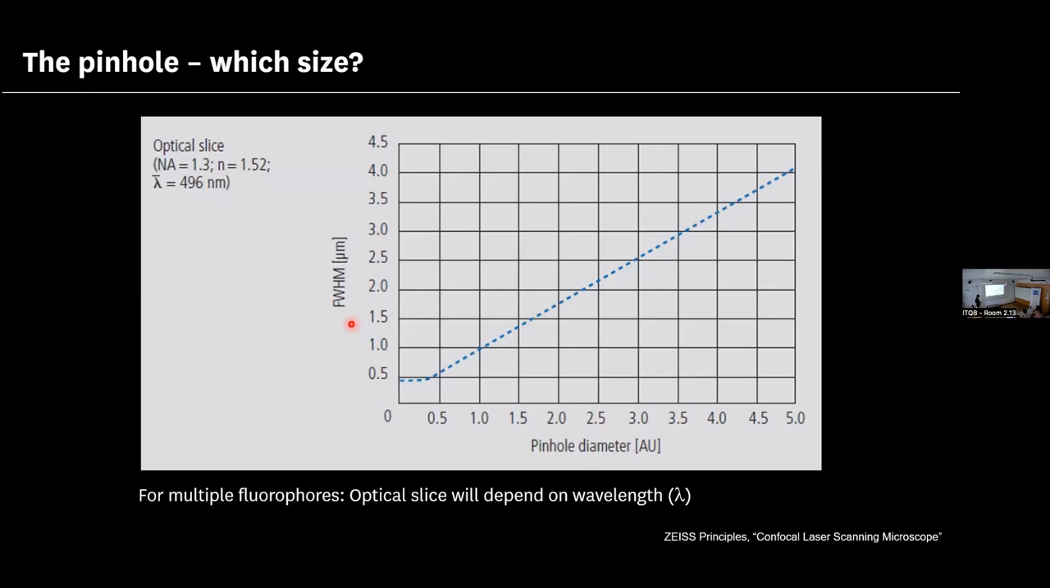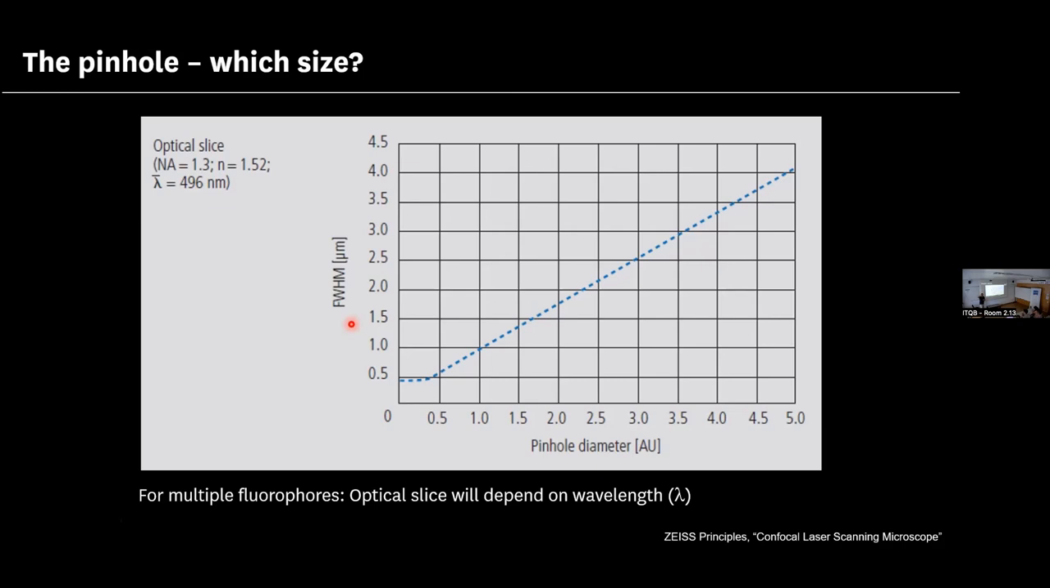These are the values for 496 nanometer emission, for blue light, sorry. If you use a red fluorophore, using the same pinhole aperture, actually the size of the point spread function will depend on the wavelength. It will be bigger for larger wavelengths. So using different pinhole sizes for different fluorophores will be required to have the same optical slice thickness. If you just use one area unit for all the fluorophores, you will have different optical slice thicknesses because of the difference in the wavelength.